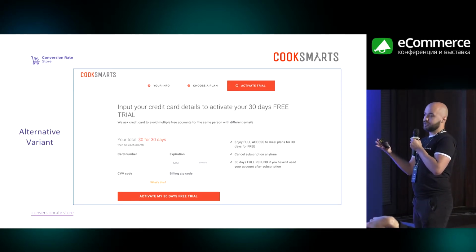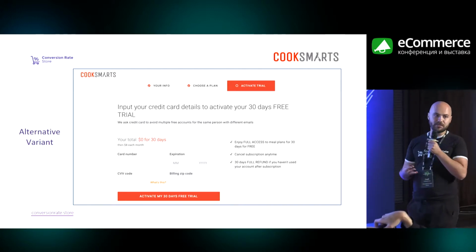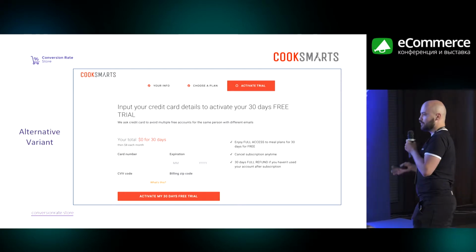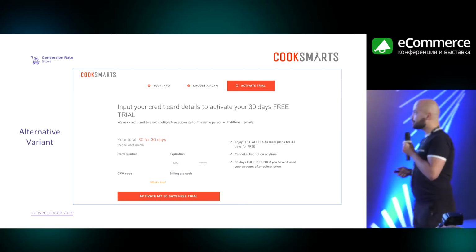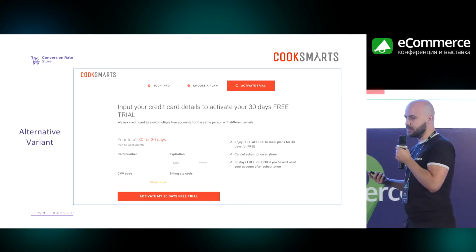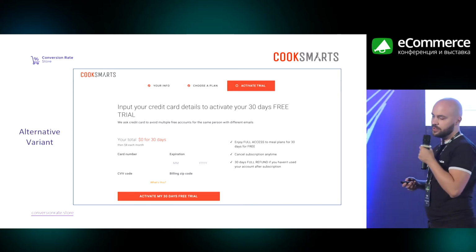So here we overcome that objection and tell them, okay, we ask for the credit card to avoid multiple free accounts, to avoid cheating with our service. We are the good guys, okay? And basically we overcome the rejections, classical stuff: cancel anytime, refund even for the first charge, stuff like that.